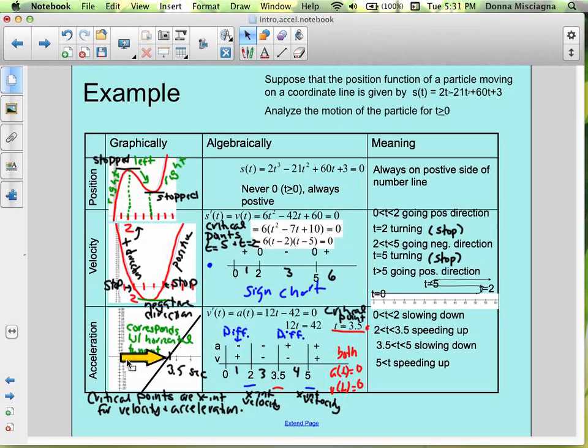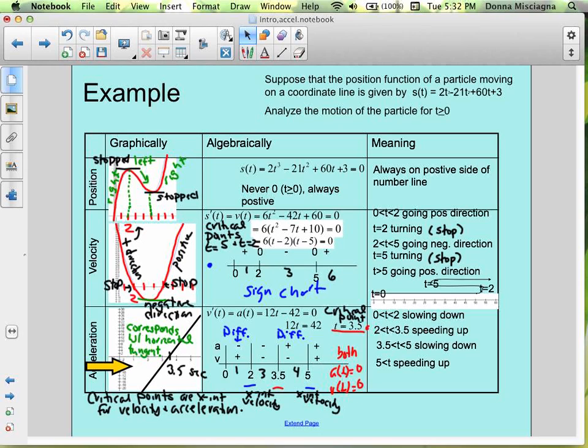Our acceleration curve is below the x-axis. At 3.5, we have an x-intercept. Right? Notice it was a horizontal tangent for the velocity curve. So critical points are x-intercepts for velocity and acceleration. So what's a critical point? 3.5 for acceleration, 2 and 5 for velocity. Those are our x-intercepts. Right?